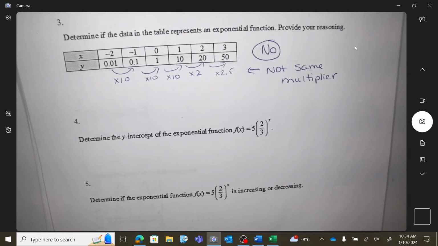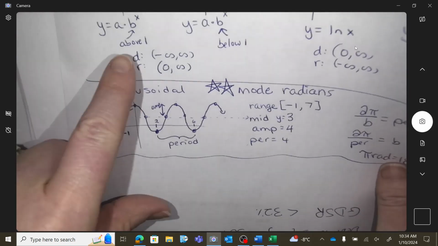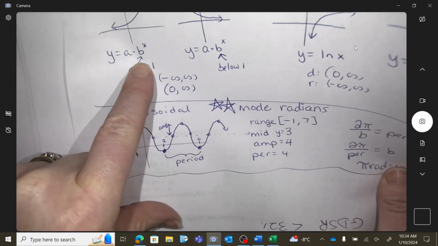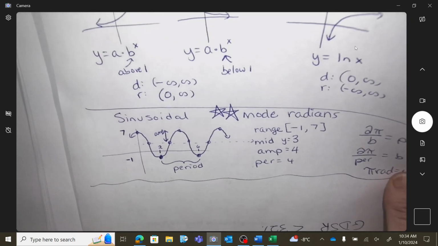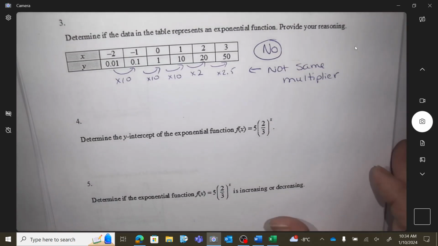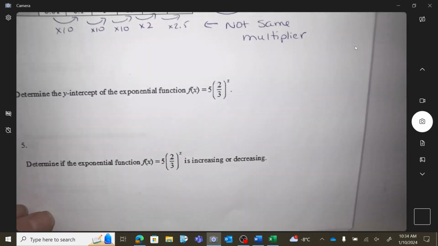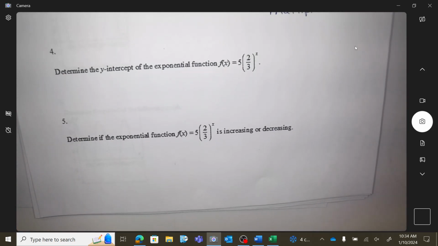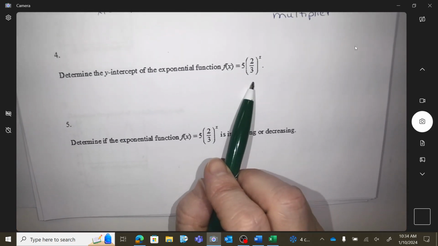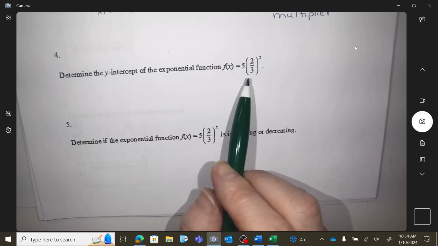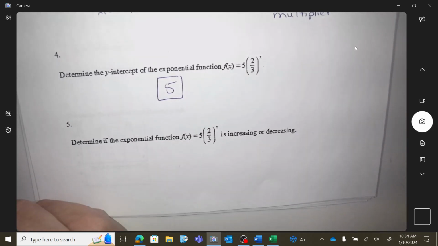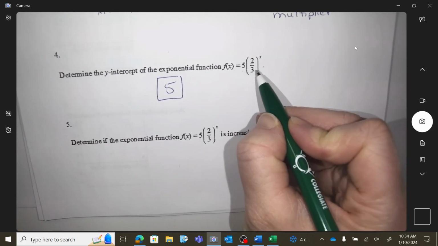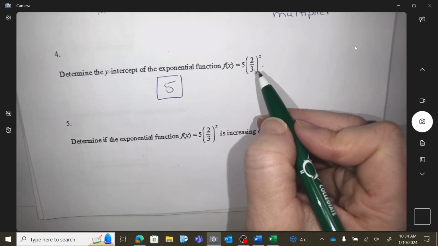Okay? That's an exponential function, right? This b, your base, is your multiplier. You always have to multiply by it, multiply by it, multiply by it. Without even graphing, what is the y-intercept of this graph? 5. 5 is where you start, okay, and then you move after that.